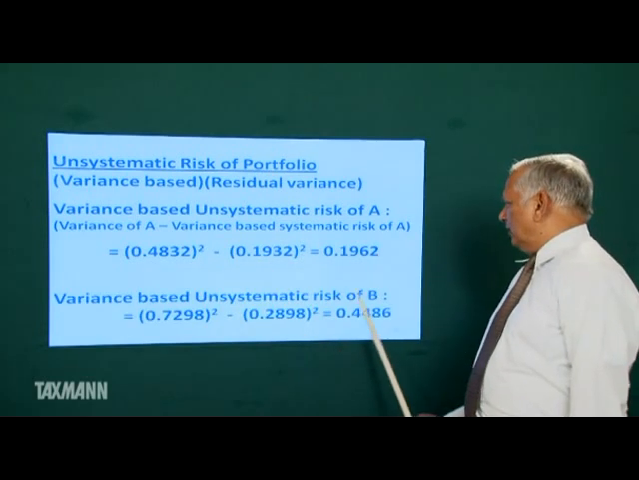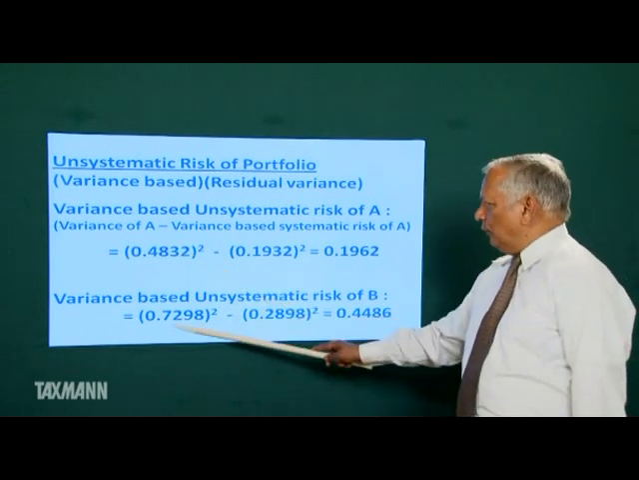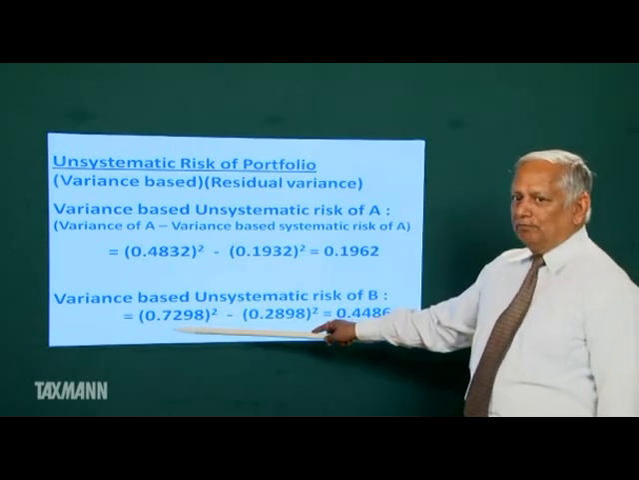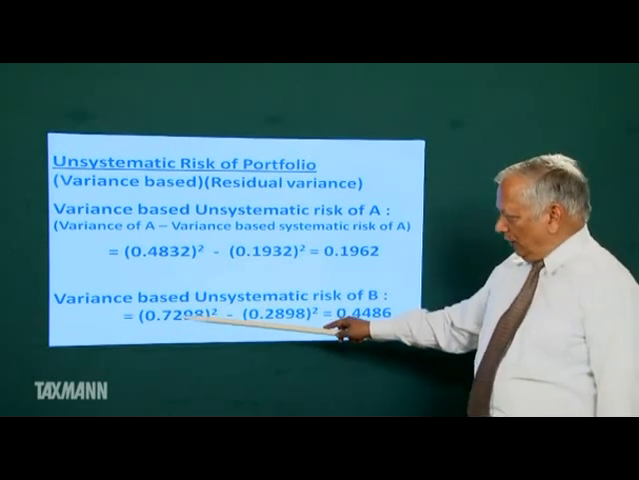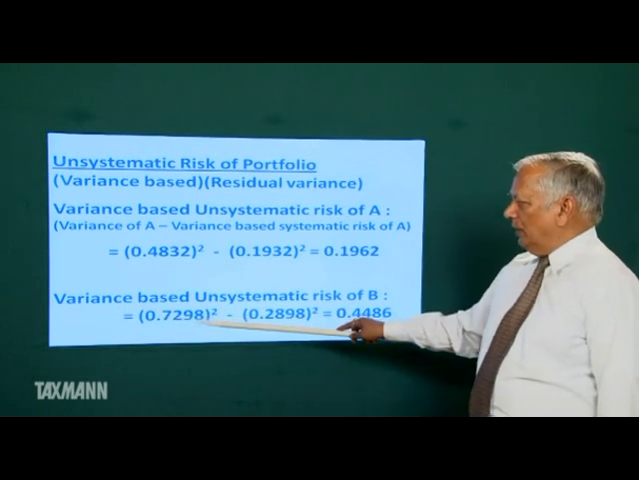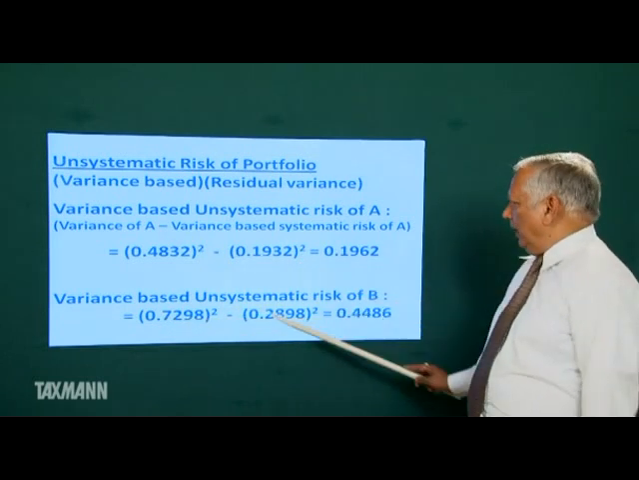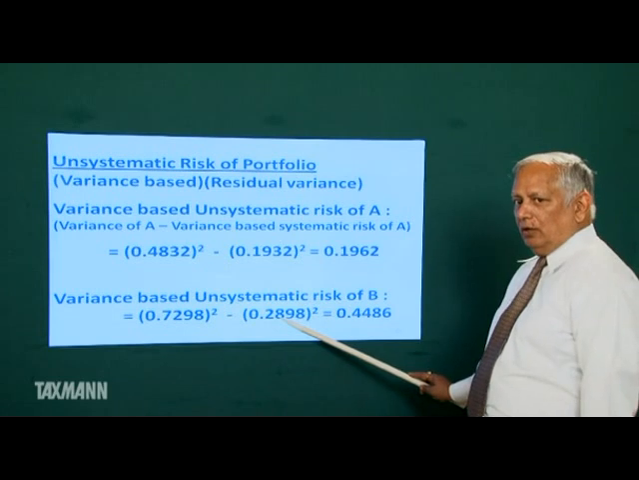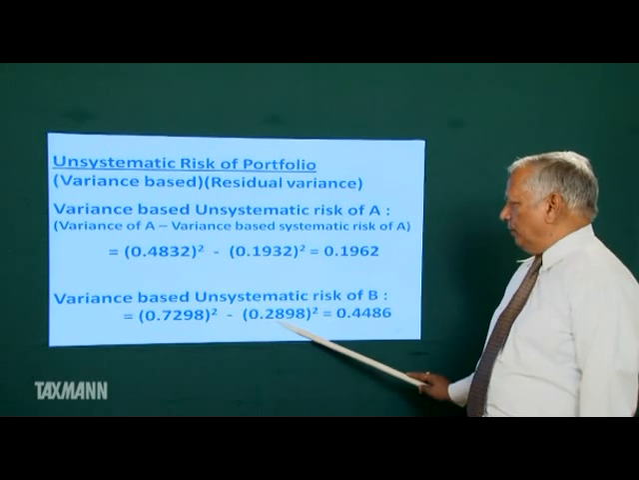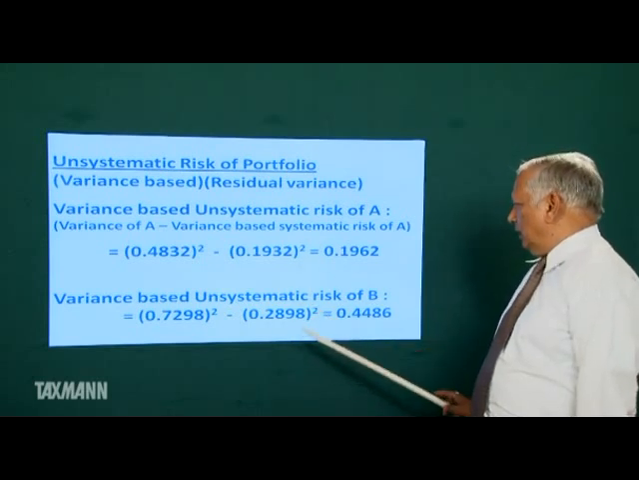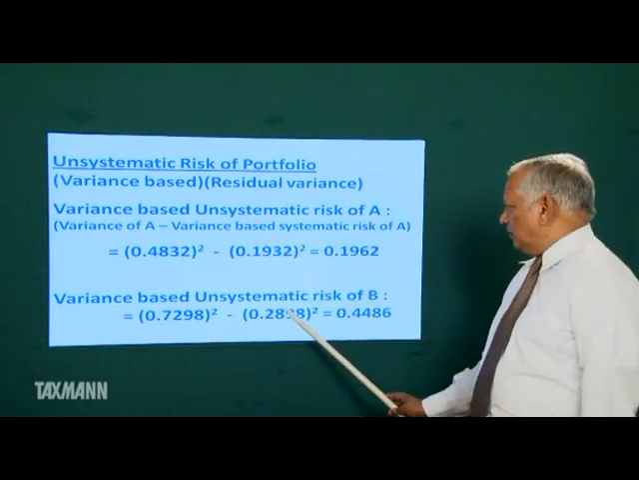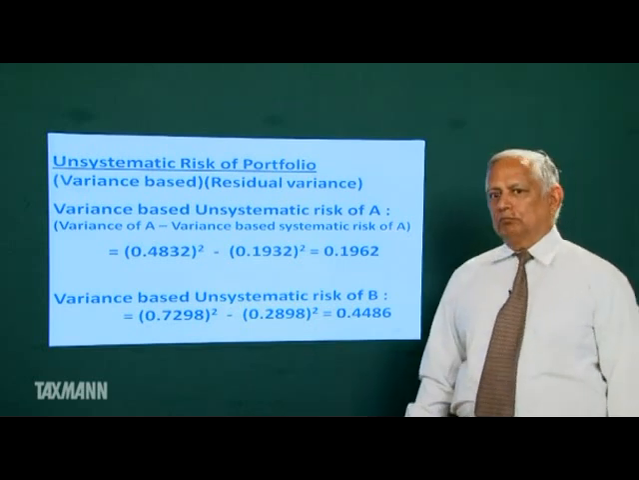Variance based unsystematic risk of B is equal to variance of B. We calculated standard deviation of B as 0.7298. Its square will be variance of B, minus variance based systematic risk of B. That is, B's beta into market standard deviation, and then for variance we have taken the square. So it is variance based unsystematic risk of A. It is variance based unsystematic risk of B.